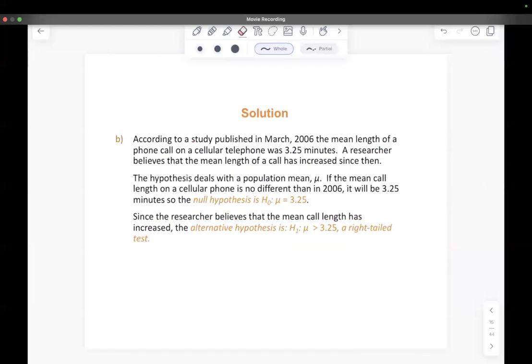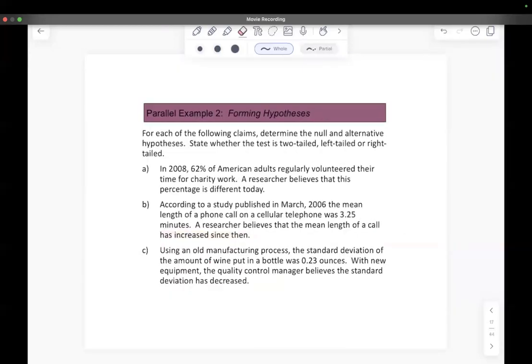So this is all the stuff I just said. All right, finally, using an old manufacturing process, the standard deviation of the amount of wine put in a bottle was 0.23 ounces. With new equipment, the quality control manager believes the standard deviation has decreased. Trigger words right here, has decreased. Decreased is less than.